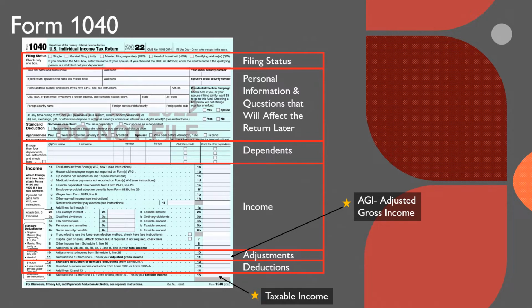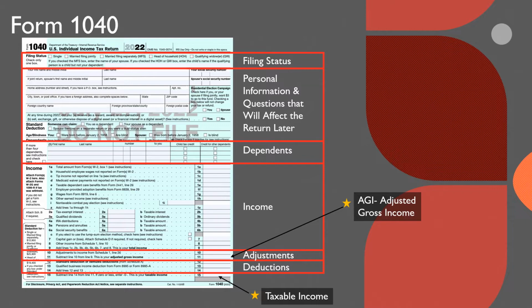Although there are changes from time to time, the overall structure of the 1040 remains largely the same from year to year. This slide shows the structure of the 1040. The first section of the form is filing status. Filing status will be covered in depth in the next lesson, but the two most common filing statuses we see are single and married filing jointly.